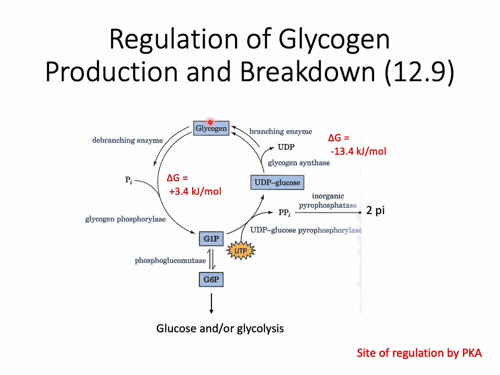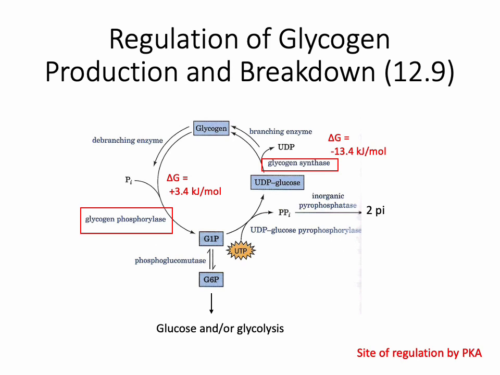In order to regulate the production and the breakdown of glycogen, we want to regulate key enzymes in each step. In the case of glycogen breakdown, the main point of regulation is glycogen phosphorylase. In the case of glycogen synthesis, our main point of regulation is glycogen synthase. These are the ones highlighted in red, and these are the main sites of regulation of glycogen production and breakdown. And we'll talk a little bit about them in turn.